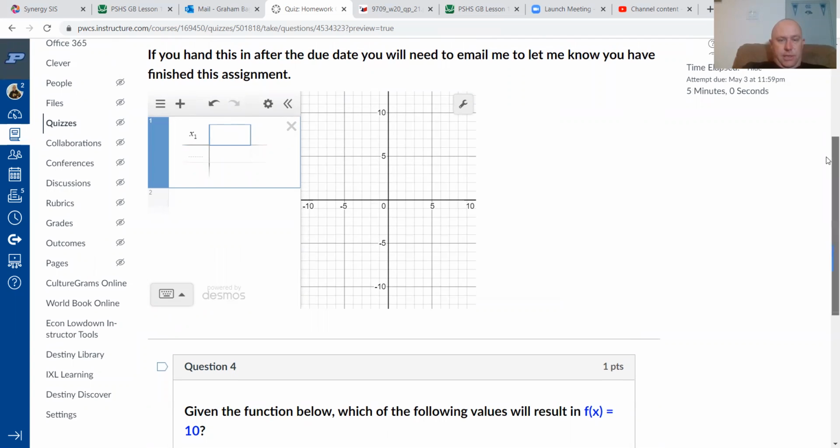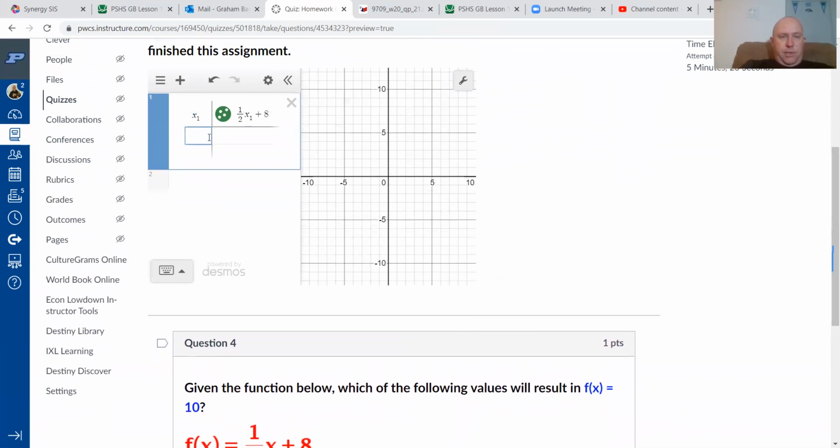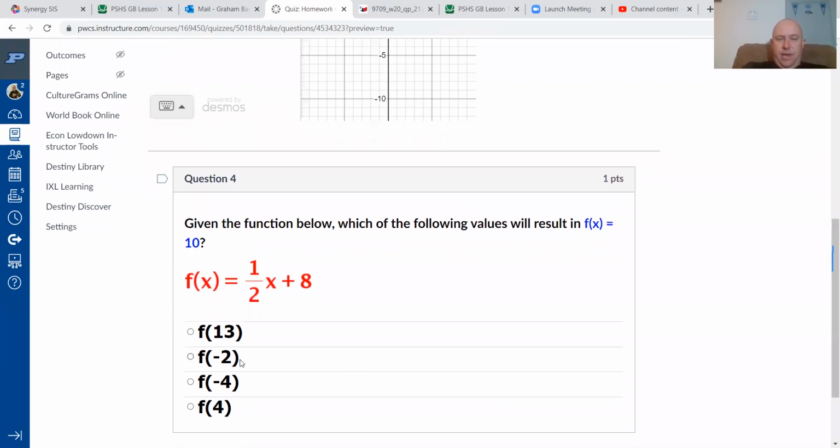I need to scroll down just so I can see that rule again. 1/2 x. And obviously, as I'm typing in 1/2 x, I'm going to put 1/2 x1, or else it's going to say error. Whoops, I did not want to do that. I just added in an extra column. Okay, hopefully it won't mess up the question. And the first one says, what happens when you plug in f of 13? So that means 13. So I get 14.5. The question says which one gives you 10. So obviously not 13. And then you could go ahead and try each of the other answers to see which one will give you the correct one.